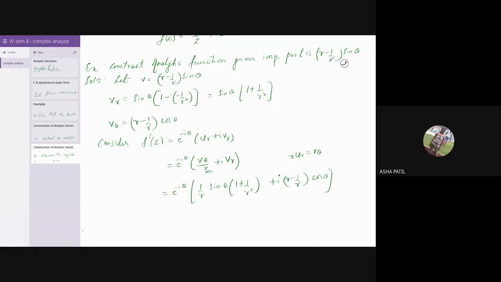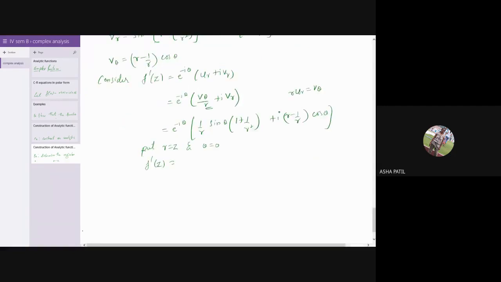Now without any simplification, let us use the Milne-Thomson method. Put r equal to z and theta equal to 0. So what will be f dash z? e raised to 0 is 1. The first term has sin theta, so sin 0 is 0. So the first term totally becomes 0, plus i into z minus 1 by z, since cos 0 is 1. So we have i into z minus 1 by z. That is our f dash z.